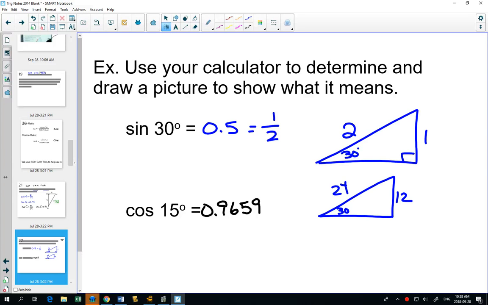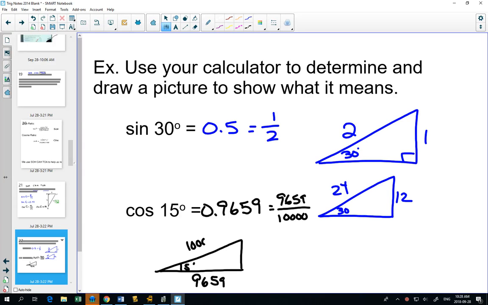Okay? So if I drew 15 degrees here, this as a fraction, I did a lot of decimal places here. That number as a fraction would equal 9659 over 10,000. So one possible triangle, 9659 over 10,000, is a possibility, depending on how I rounded. If I rounded 0.97, then 97 over 100 would be close. But these are all estimates because we had to round.